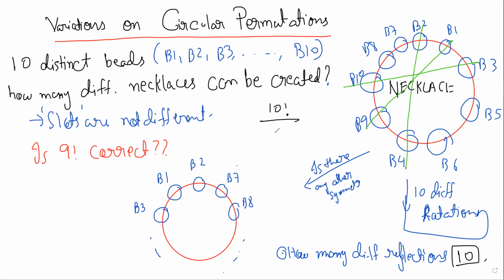10 factorial by 20. Because again, we are making groups of 20. 20 objects are getting identified as one, meaning these 20 are just the same thing.